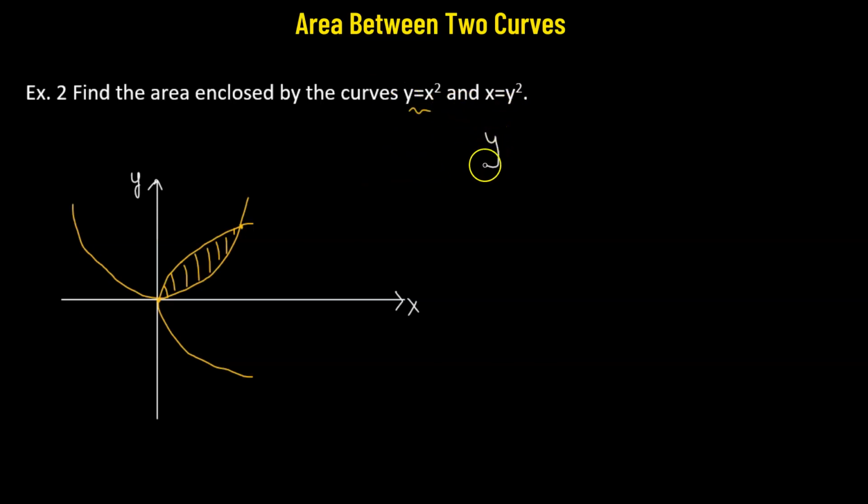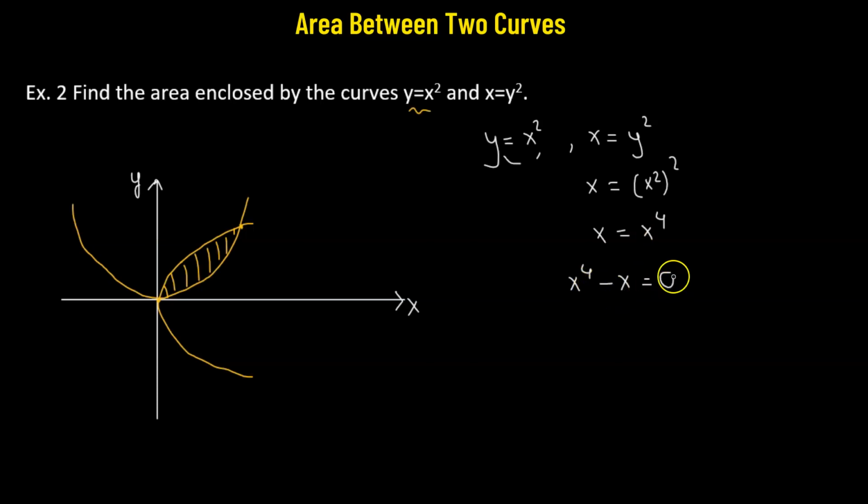We'll begin with y equals x squared, and we have x equals y squared. So we'll substitute y equals x squared into this equation. This gives us x equals x squared, whole squared. So this will be x equals x raised to the power of 4. If we rewrite this equation, we have x raised to the power of 4 minus x equals 0.